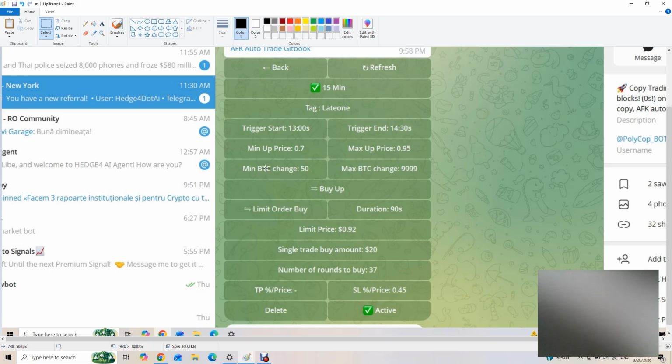Then go in here and set it up as 50. So put 50. Leave this unchanged. Buy up. So click on these. Make sure you go buy up. And then limit order duration, don't touch them. Limit price, set it up at 0.92. Just set it up like this, don't be afraid. And then single trade by amount.